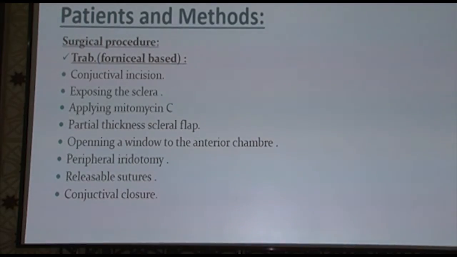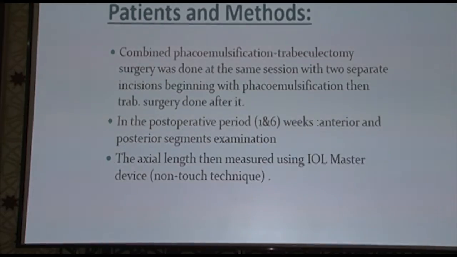As we know, the surgical procedure for trabeculotomy is done by making a conjunctival incision, exposing the sclera, applying mitomycin, creating a partial thickness scleral flap, opening a window to the anterior chamber, peripheral iridotomy, resuturing the flap and conjunctival closure.